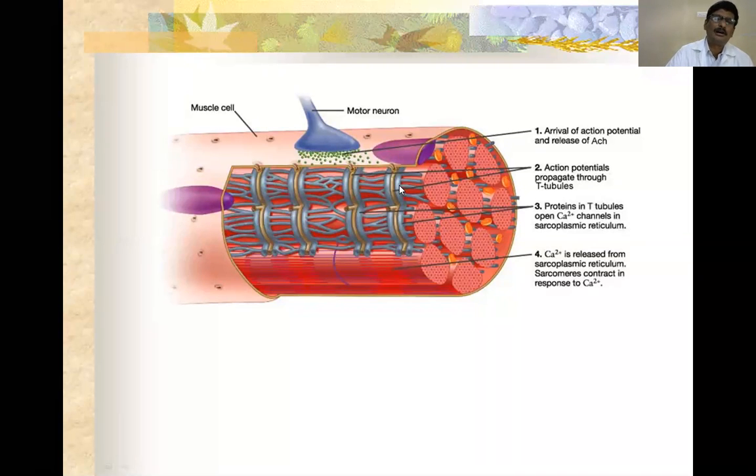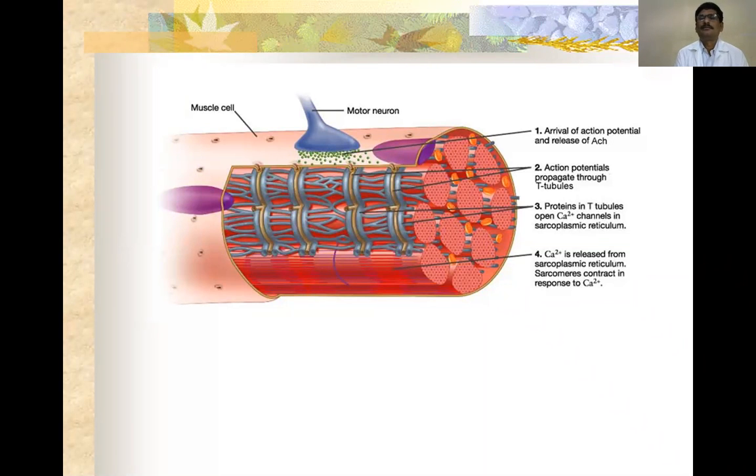Once it opens up, it will automatically open the ryanodine type of calcium channels, which are there on the cisterns of the L tubule and are non-voltage gated. The opening of the ryanodine receptor is purely non-voltage gated, and happens due to the opening of dihydropyridine. Once the dihydropyridine calcium channels open, automatically the ryanodine calcium channels open. It causes outpouring of calcium from the cisterns into the sarcoplasm. So calcium is released from the sarcoplasmic reticulum into the sarcoplasm.